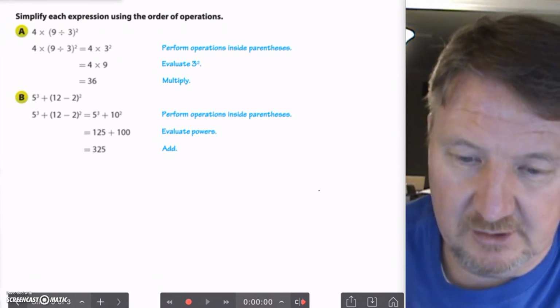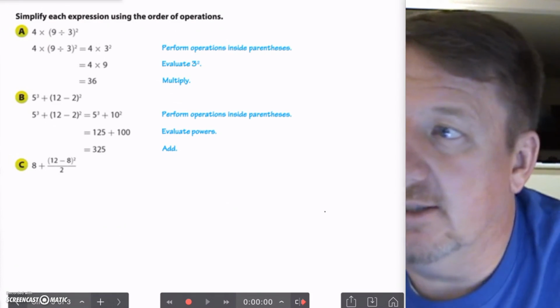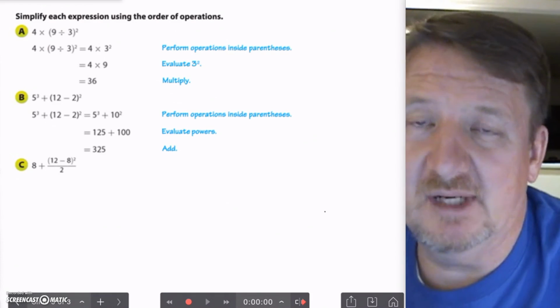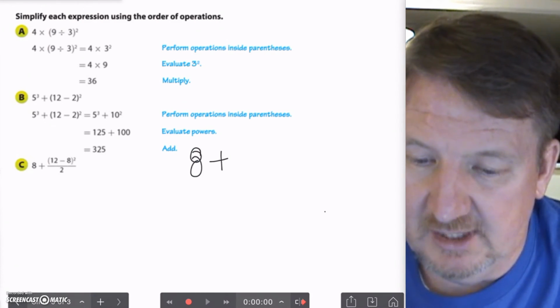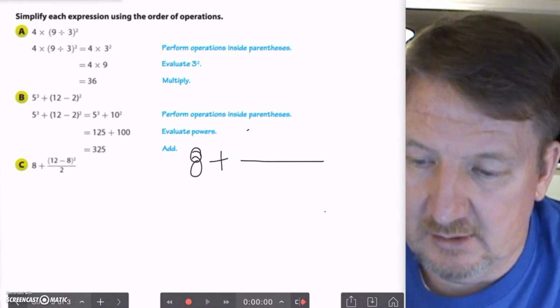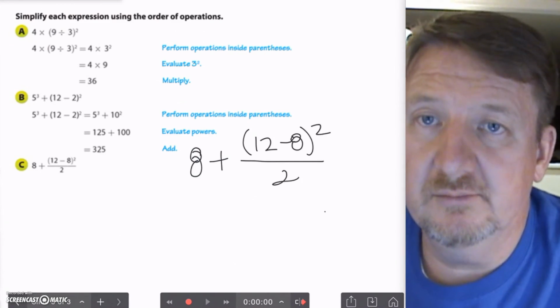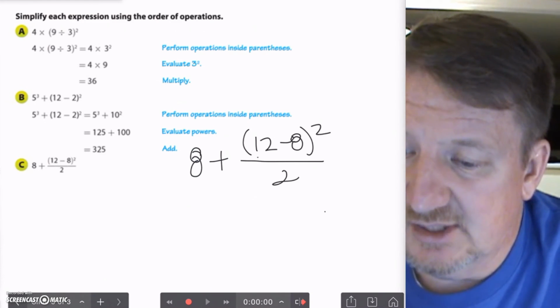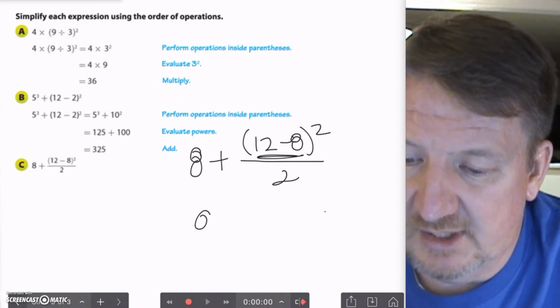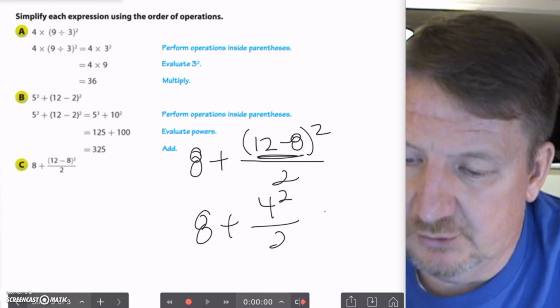All right, let's look at the next problem. Ooh, that's a big one. This is going to blow y'all's minds. All right, it's not that difficult. You just break it down step by step, and it's super easy. Okay, so I have 8 plus, then I have a fraction bar, 12 minus 8, all right, to the second power over 2. So PEMDAS, you just follow PEMDAS, man. Follow it. First thing I'm going to do is inside the parentheses, 12 minus 8. What's 12 minus 8? That's 4 to the second power over 2.